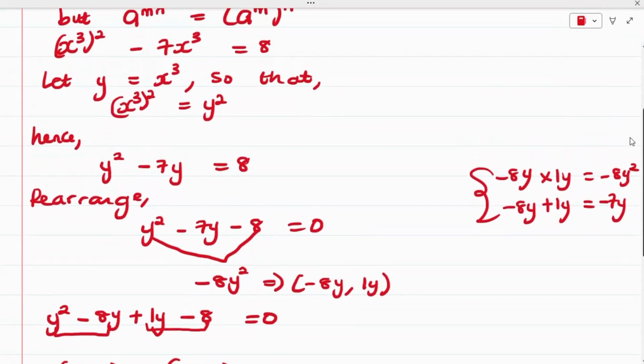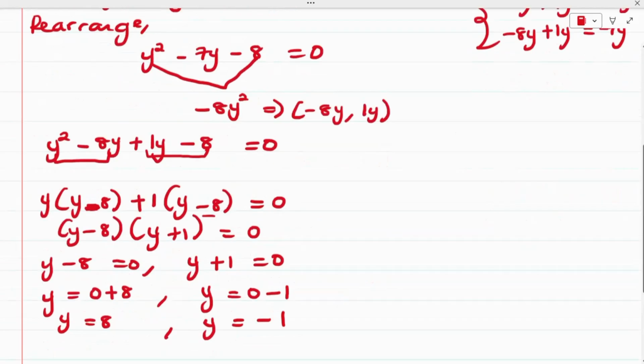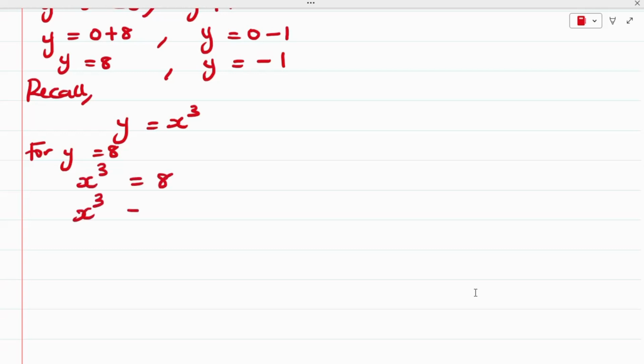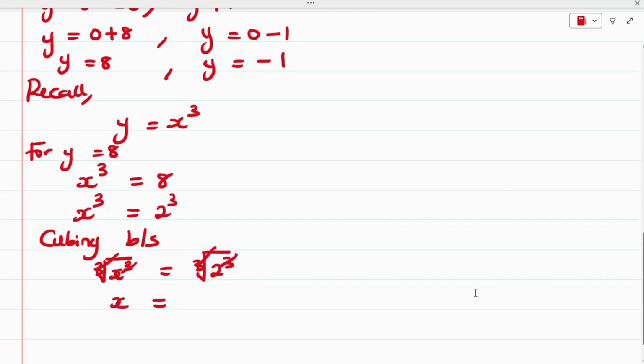So we want to recall that we said let y be equal to x raised to the power of 3. So substituting, for y equals 8, we have x raised to the power of 3 is equal to 8, which can be expressed in terms of 2 as 2 raised to the power of 3. The next thing we want to do is take the cube root of both sides. So we have the cube root of x raised to the power of 3 is equal to the cube root of 2 raised to the power of 3. We cancel out the cube and the root, and we have x is equal to 2.